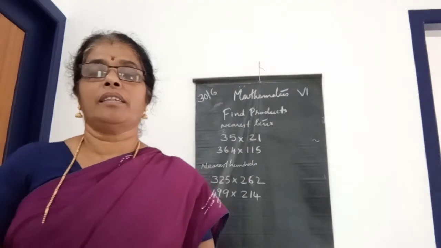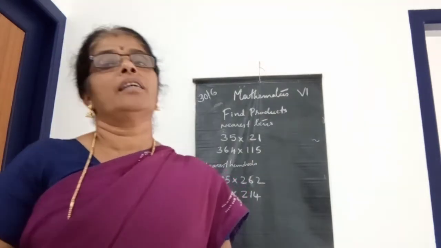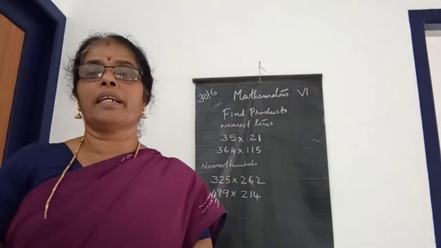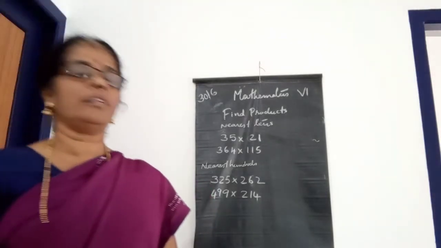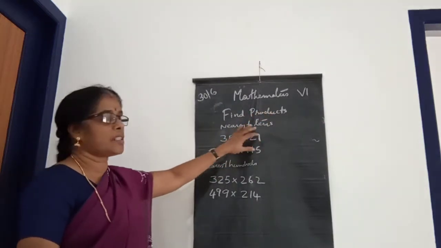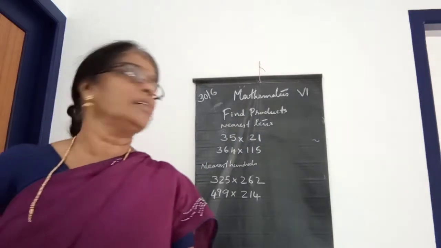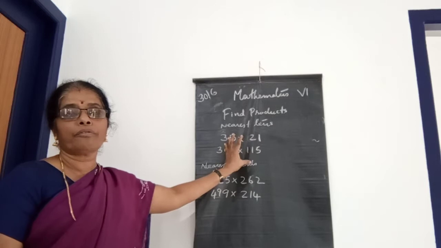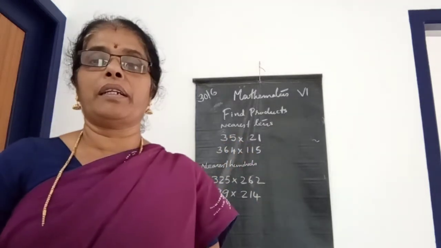You already learned to estimate the sum and difference, isn't it? Then today we will study how to find the product by estimating, according to the general rule. Okay, listen here, children. Find the product by estimating to the nearest tens. You have to estimate the numbers by nearest tens, and you have to find the product. Product means you have to multiply, isn't it?